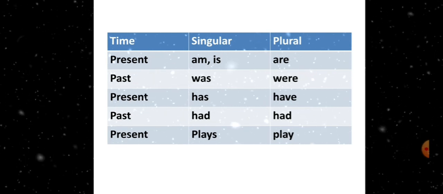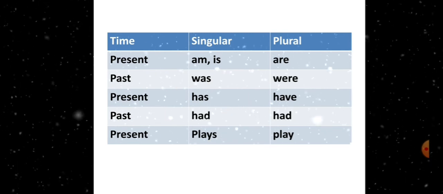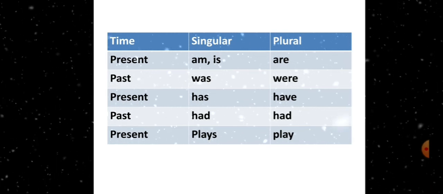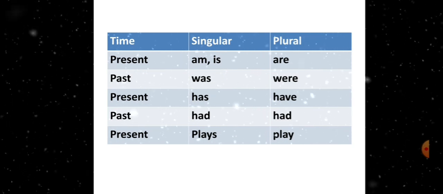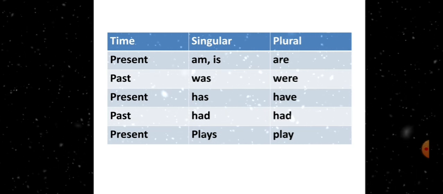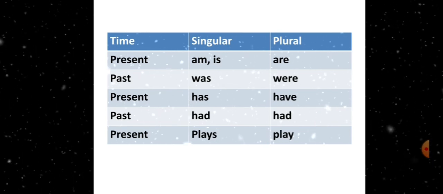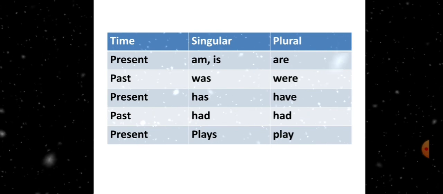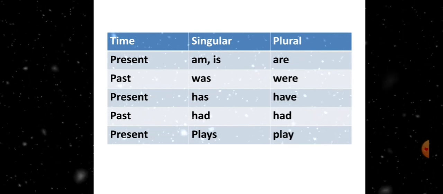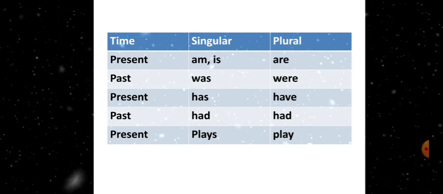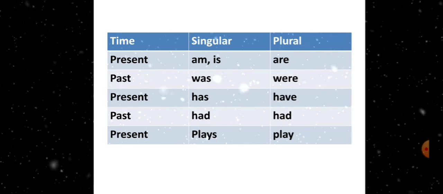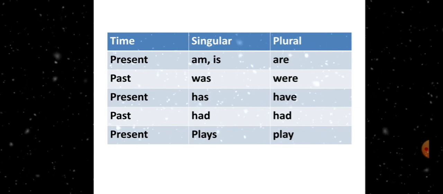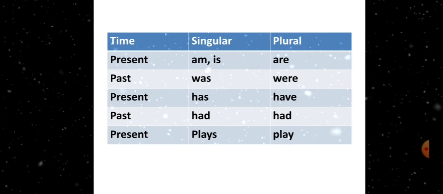Next, look at this table. So am is singular and the plural form of am is are. Was is the past form of am and is, and the plural form for was is were. And has is singular, the plural form is have, and the past form of has is had, and the past form of have is also had. And now you have singular plays, and the plural form is play. Now reads, singular or plural? Singular. Plural form for reads is read. Writes, singular or plural? Singular. And the plural form of writes is write. Okay. So listen to these points very carefully.